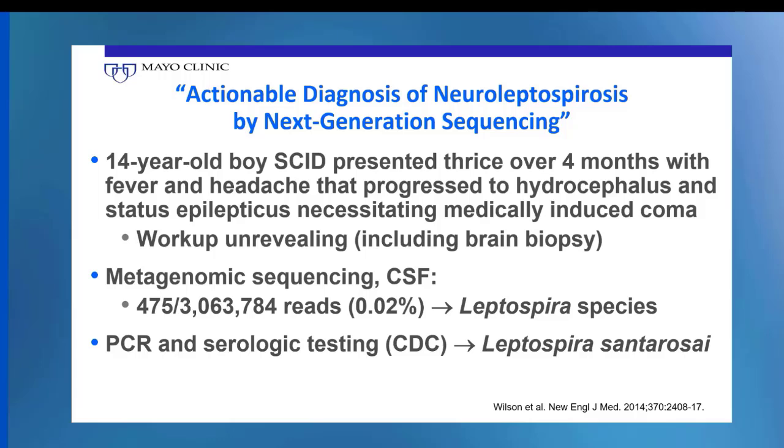Now, Leptospira can cause a central nervous system infection. It's not, well, at least we think it's not very common in the United States. I think it may be actually more common than we think. But it's importantly a bacterium and it's treatable.